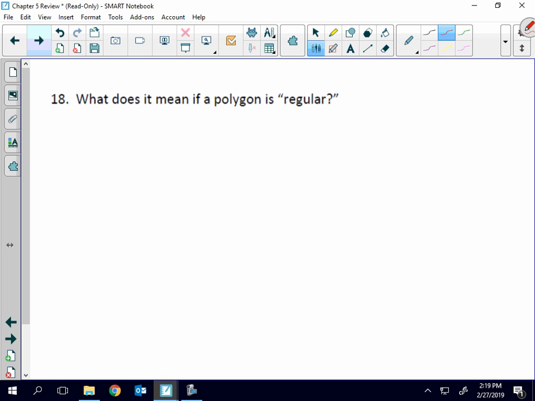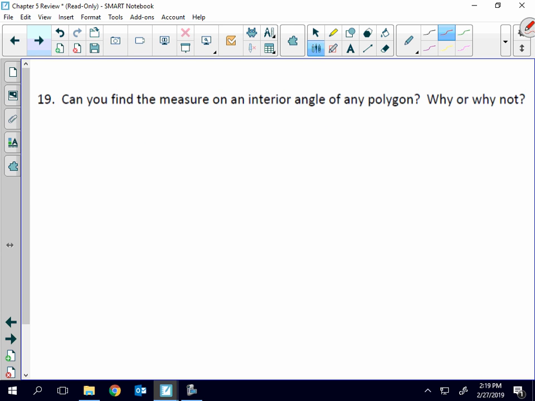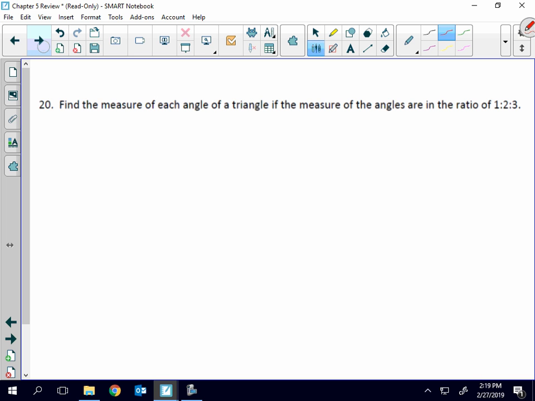What does it mean if a polygon is regular? Okay, I said that on the front. We talked about a regular polygon having all sides and angles the same. All the sides the same, all the angles the same. And don't worry about number 19 at this point. We're going to skip that for now, okay? I don't want to confuse anybody. Number 20, though, we can do.